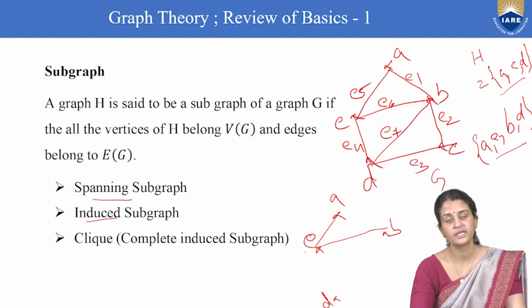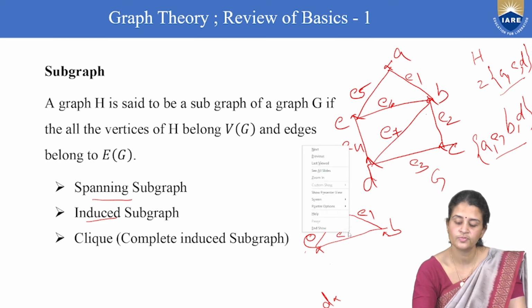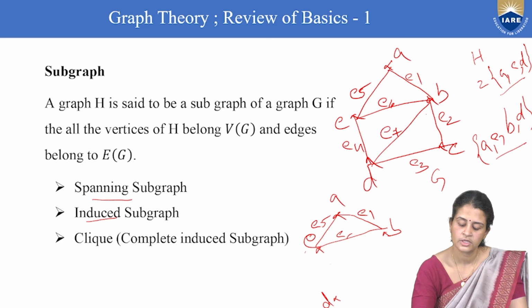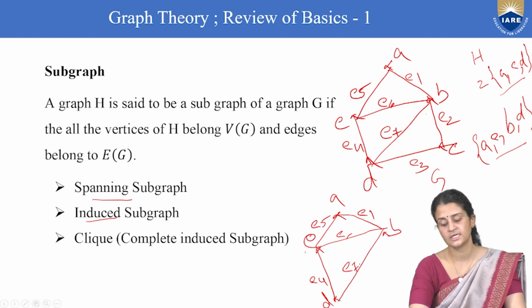So how can I make it a vertex induced subgraph? I should have this edge also. E1 should be there. E4 should be there. Sorry, E6 should be there. This E6 should be there. Then E5 should be there. E4, because anyone else? Yeah, this E7 too should be there. Then only it becomes a vertex induced subgraph.